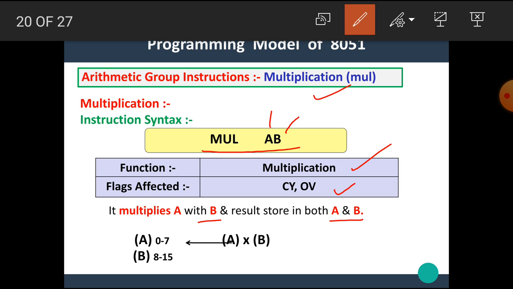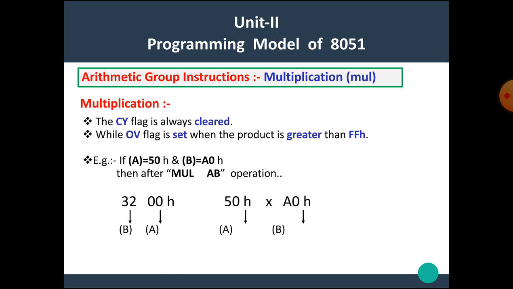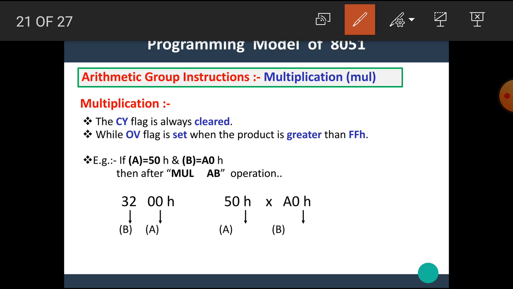That means if A into B operation is performed, then the lower byte of the result is stored in the accumulator while the upper byte is stored in the B register. In multiplication, the carry flag is always clear while the overflow flag is set when the product is greater than FFH.